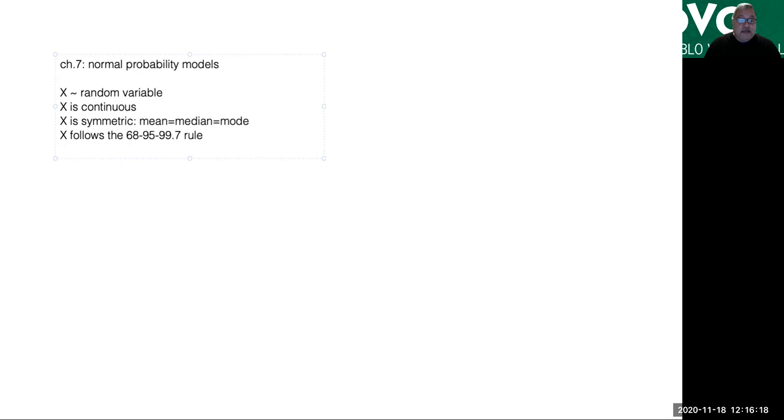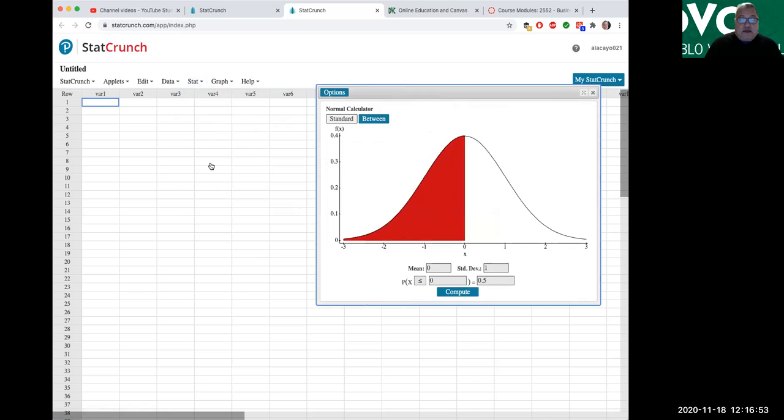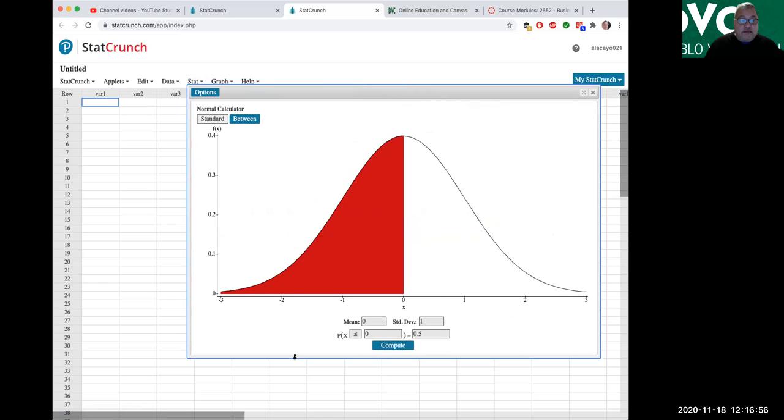I'm going to demonstrate this by using a StatCrunch calculator. In StatCrunch, you have a calculator under Stat, and Calculators, Normal. So I'm going to open that calculator right now and share that screen. I'm going to go to Stat, Calculators, Normal. The normal distribution is about 2/3 down the list of all calculators there. And I'm going to introduce the calculator in the between mode. So I'm going to click on the button that says between.